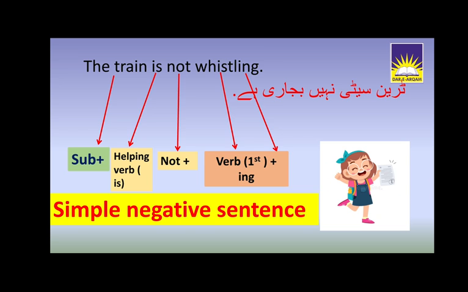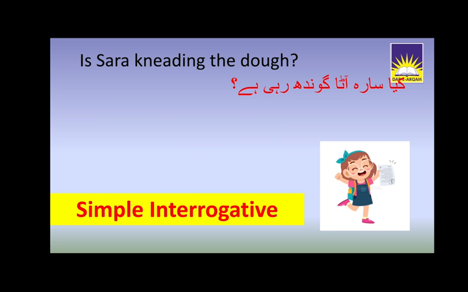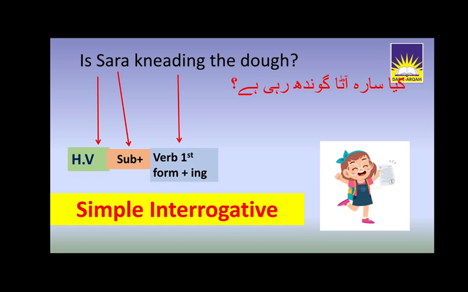Simple interrogative sentence. Is Sarah kneading the dough? क्या सारा आटा गूंद रही है? Okay, so in interrogative sentences, helping verb comes first. Is will be the helping verb. Sarah is the subject of the sentence. Kneading is the main verb, which is in first form with ing. And the dough will be the object of the sentence.